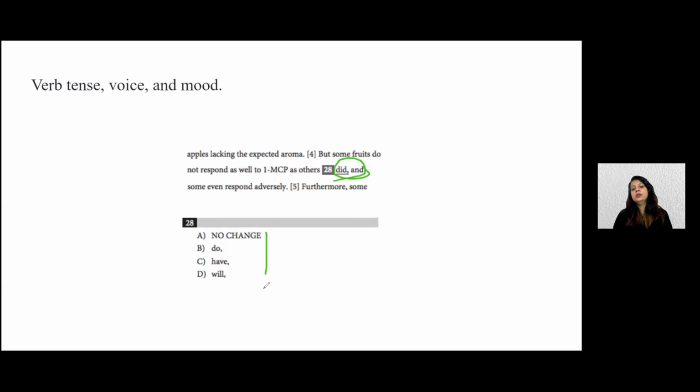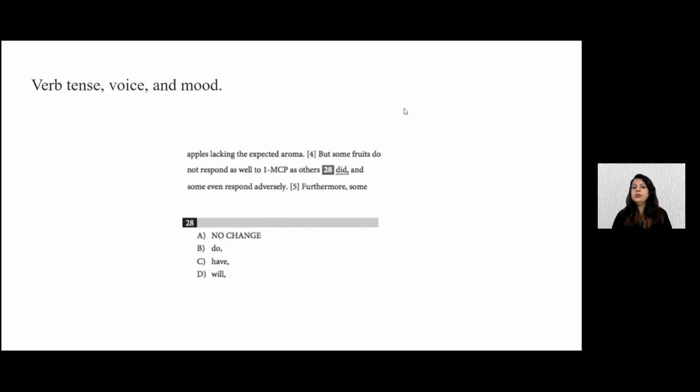Look at the 4 options. This is asking me do, have, will. What am I changing here? Tenses. Straight away, this is a question on tenses. Identify the time frame, you will get the answer, right? Let's look at another example.